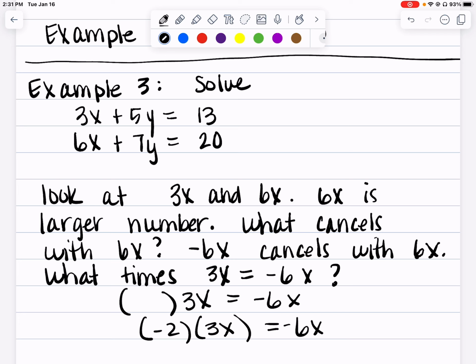What cancels with 6x? Negative 6x would cancel with 6x. So we want to make that first equation not be 3x. We want to make it negative 6x, because negative 6x plus the 6x would equal 0. So what times 3x equals negative 6x? And that answer is negative 2.